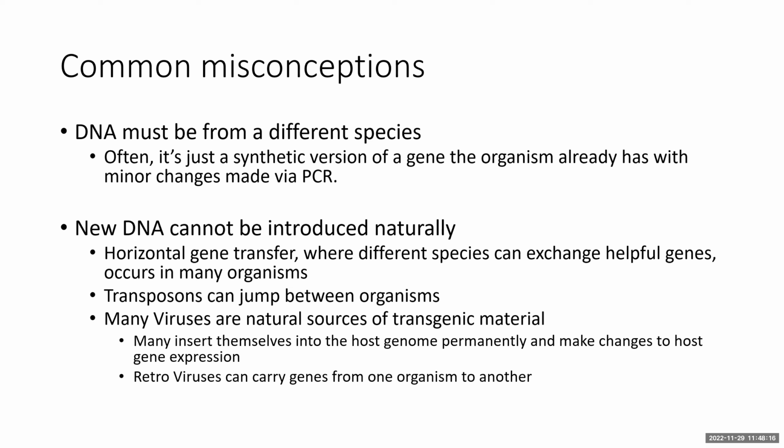The other misconception is that transgenics is always unnatural. New DNA cannot be introduced naturally, but that isn't true either. Horizontal gene transfer is actually very common. This is transfer where different species exchange helpful genes, and it can occur in multicellular and unicellular organisms. And there are multiple ways this happens naturally in the environment. For example, we'll talk about two key ones: transposons, which are pieces of DNA that can jump around within a genome, and viruses, which are a natural source of many transgenic materials.